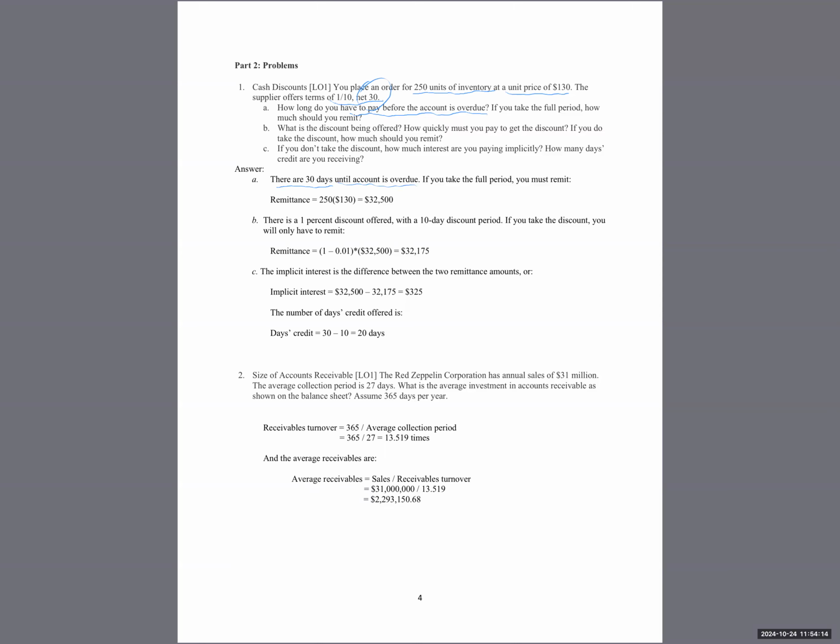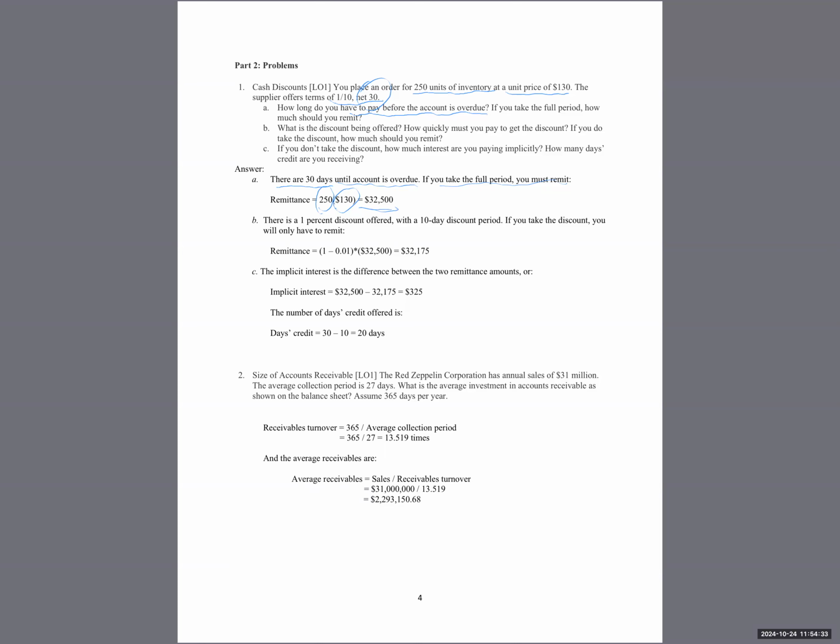So if you take the full period, you must pay P times Q, the amount, which is the ordered 250 units, each unit $130. So the total amount you need to pay is $32,500.